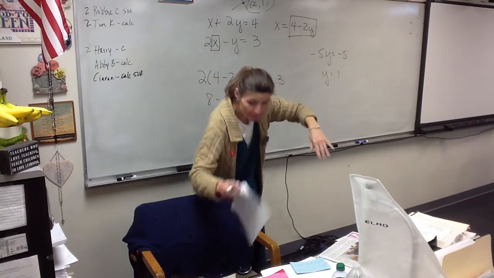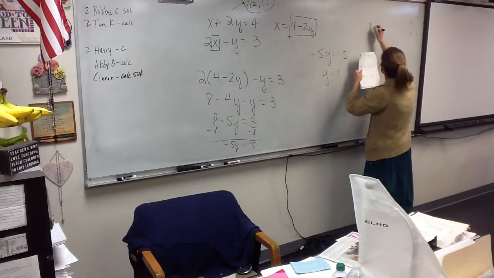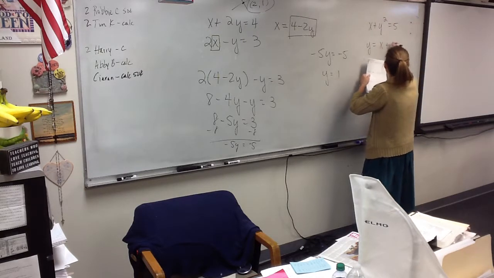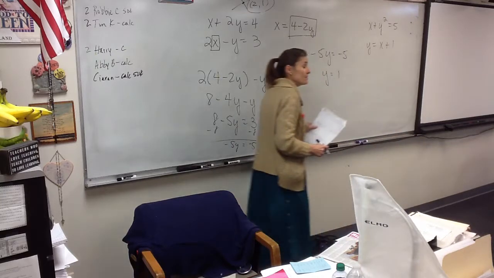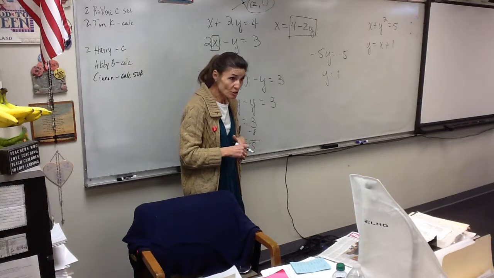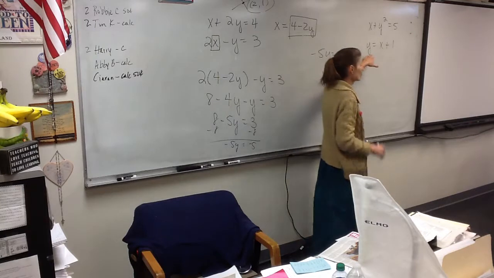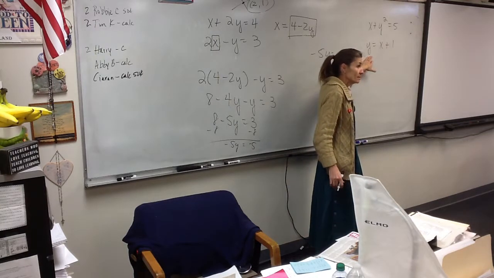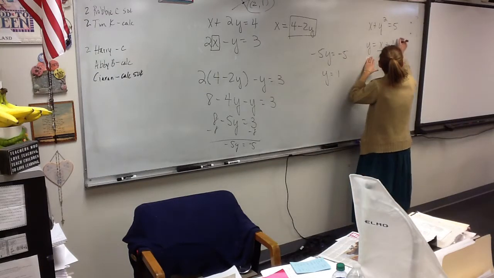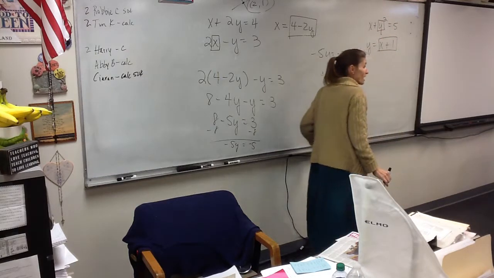Now, I want to skip to another substitution. So number 3 is a substitution. Please do not freak out. This one has a squared in it, but you're still substituting. And when you substitute, you have to get one letter by itself. Guess what? It's already done. So we're going to take this, and we're going to substitute it in for that y.